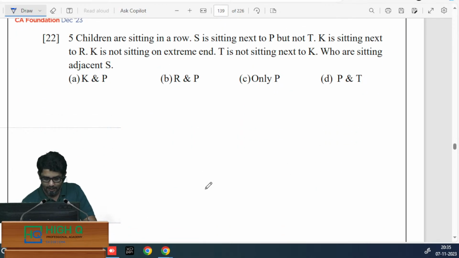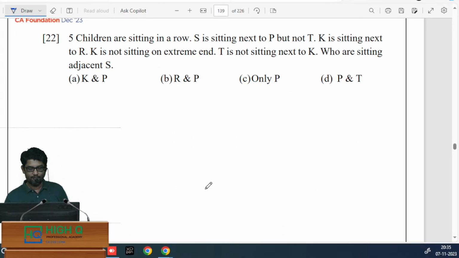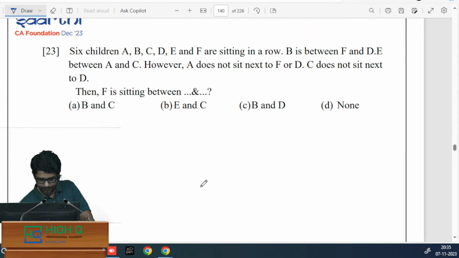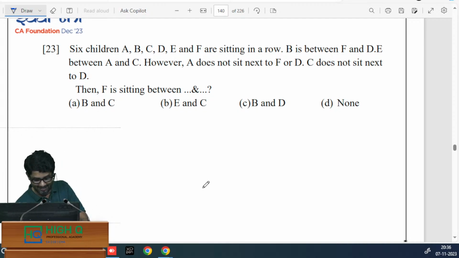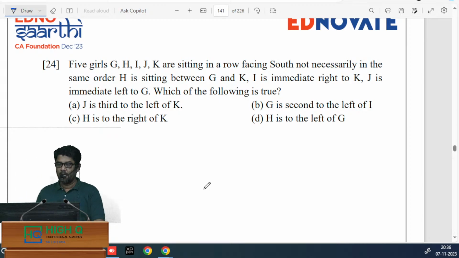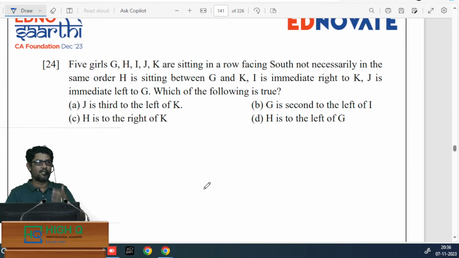Repetitions are nice in this topic. 5 children sitting in a row. Same question again. K and P. Okay. 6 children A, B, C, D, E and F are sitting in a row. B is between A and C, and F and D. Same question, my dear. Option A. Okay. This one. Can you try this? My dear, repeated questions are there. No need to get frustrated. It is repeated. See, seating arrangement, what different types of questions can come.